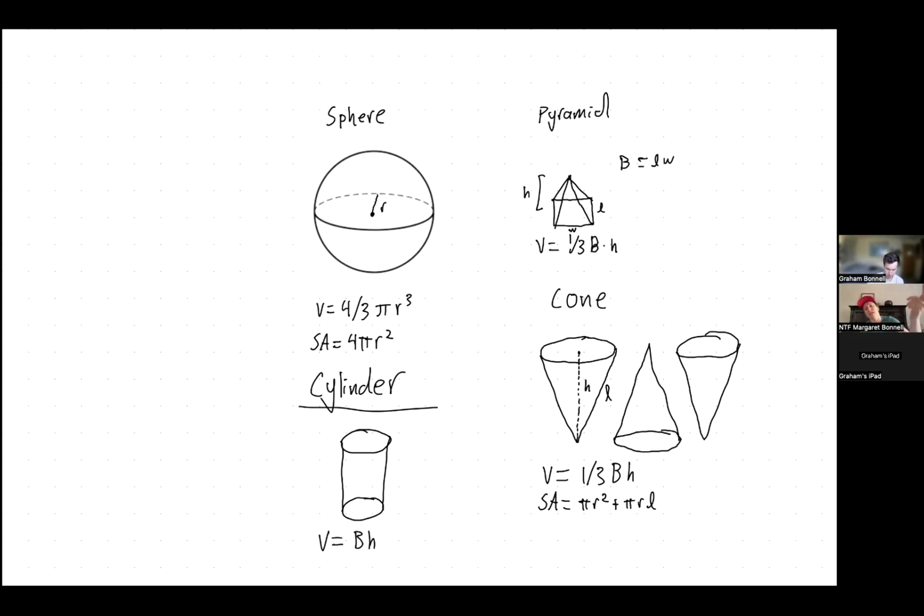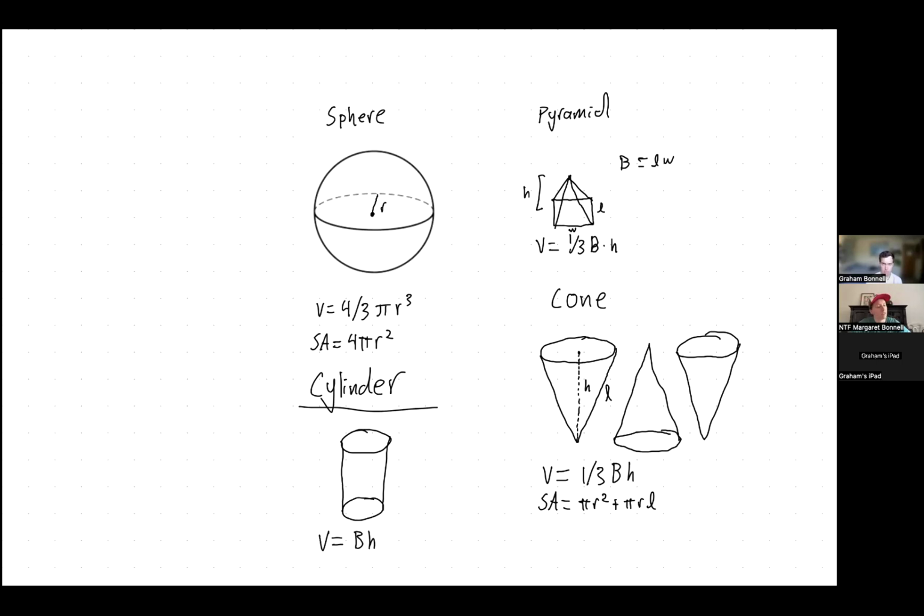So basically every time in volumes of 3D shapes, when you see this capital B, it means you're finding the area of a specific two-dimensional shape, and you just have to look at the situation and figure out what area of the two-dimensional shape you have to find. Beautiful.